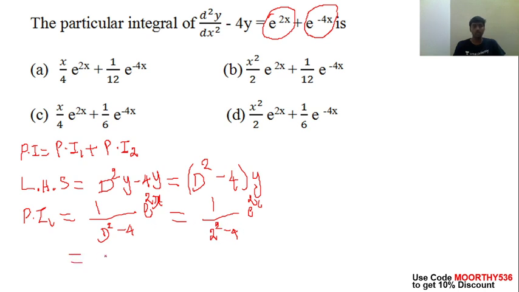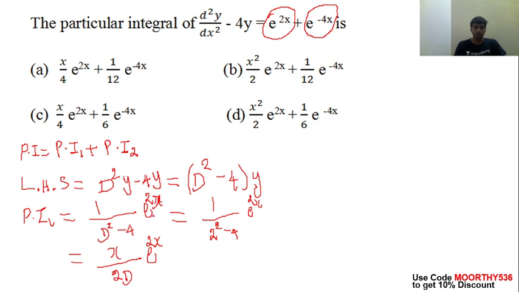The ordinary rule fails, so we have to multiply by x in the numerator. Then differentiate f of D one time with respect to D. So D square becomes 2D, into e power 2x. This is the procedure here.